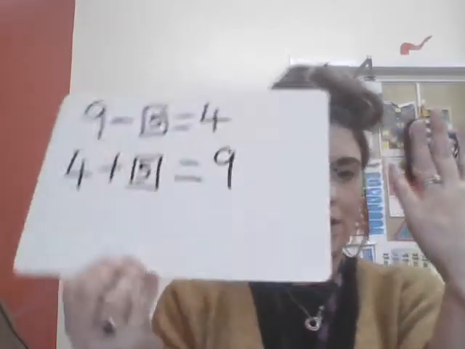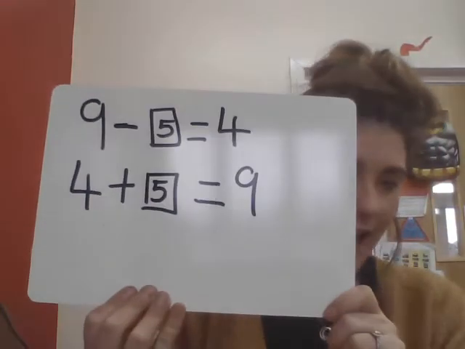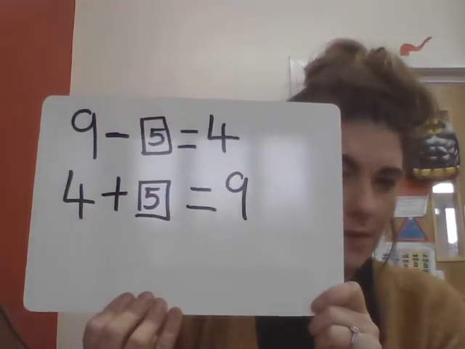You can check that now on your fingers. So I want you to also put 9 fingers up. Okay, so that's all of your fingers apart from 1. And I want you to take 5 down. And you should be left with 4, which shows our number sentence at the top is correct. 9, take away 5 is 4.